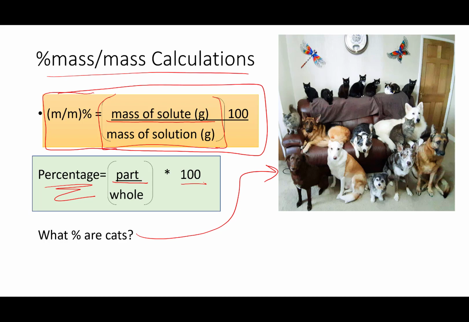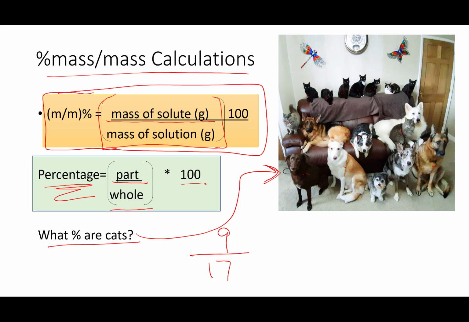So if I wanted to find what percentage of the critters in this picture are cats, first off, I need to know what is the whole. So I'm going to count critters. 1, 2, 3, 4, 5, 6, 7, 8, 9, 10, 11, 12, 13, 14, 15, 16, 17. So I have 17 critters. And how many of them are cats? Let's see. 1 cat, 2, 3, 4, 5, 6, 7, 8, 9 cats. So 9 out of 17.